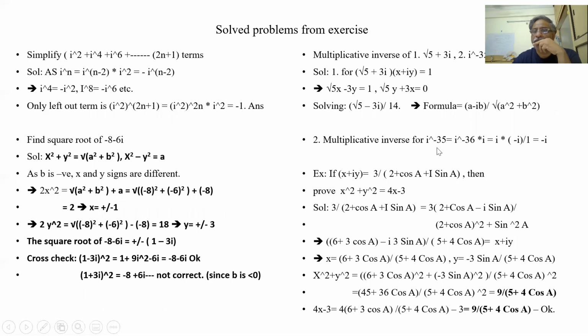So what is the multiplicative inverse of i to the power of minus 35? i to the power of minus 35 can be written as i to the power of minus 36 into i. So this is 1, and this is i. So the multiplicative inverse of i is minus i. So i into minus i is equal to minus i square, that is plus 1. So conjugate, basically conjugate.